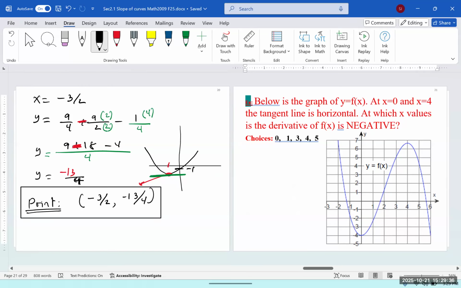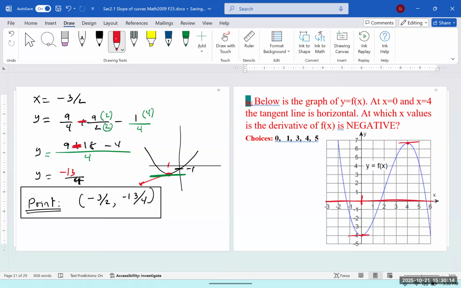Next, we have a few fun examples. We have a curve, and they are saying at x equals 0 and at x equals 4, the tangent line is horizontal. X equals 0 is here. Where? Here. X equals 0, here we have a horizontal tangent line. And x equals 4, we have a horizontal tangent line. So this graph has two horizontal tangent lines.